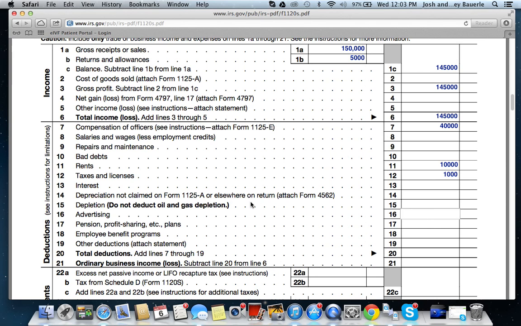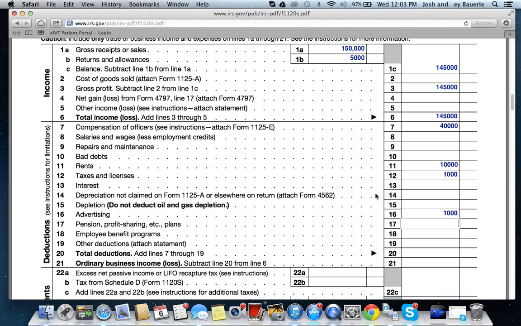Line 16, advertising, pretty self-explanatory if you had to spend any money to advertise. The big one now, obviously, Facebook ads, YouTube ads, Twitter ads. Maybe you're still doing yellow page ads, business cards, anything that you're spending money on to get your name out there. So we'll say you had $1,000 there.